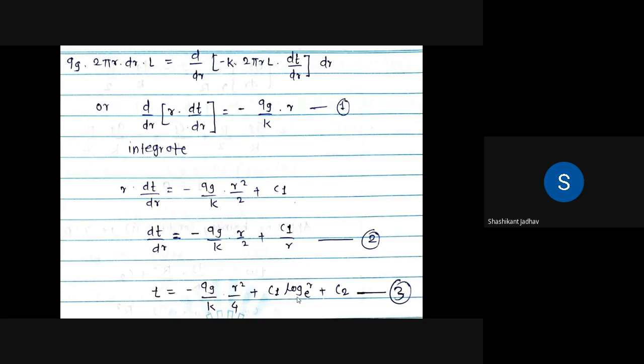Then again we have to integrate that equation. So the derivative will cancel. So T is equal to minus qg by k, and the integration of r is r square by 2, so 2 into 2 is 4, r square by 4, plus the integration of 1 upon r, that is log r, so c1 into log r of base e plus c2, and that is equation number 3. Okay, so by using this equation we can calculate the temperature at any point of the cylinder when there is internal heat generation.